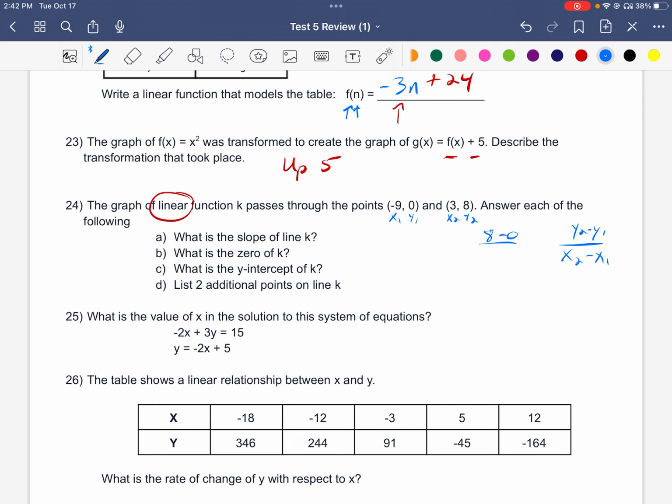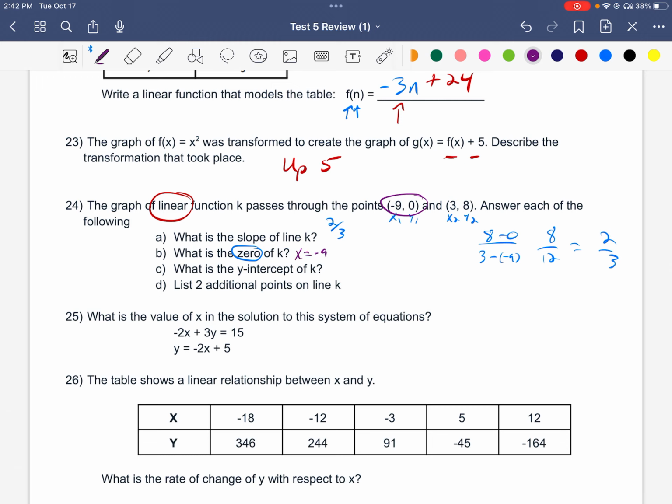So 8 minus 0 over 3 minus negative 9. I'm going to erase the slope formula so I have room. So on top, I get 8. On bottom, 3 minus negative 9 is 12. I'm going to simplify that and get 2 over 3. What is the 0 of k? The 0 is the x-intercept. So when y is 0, I can see that the point is there. So it's negative 9.